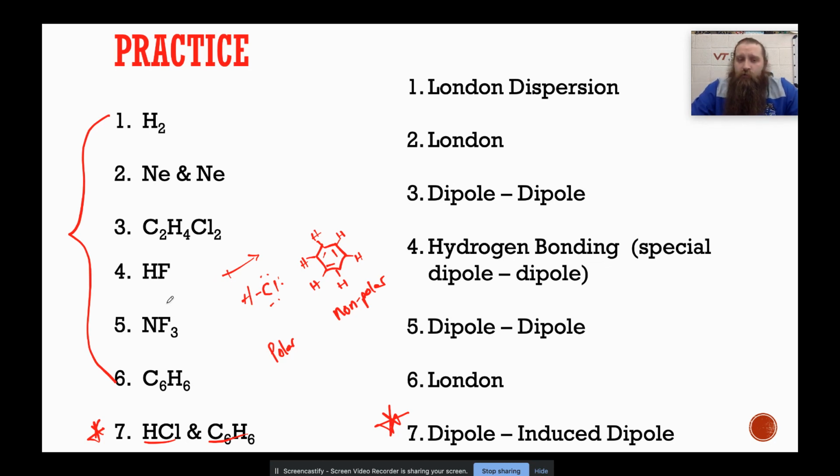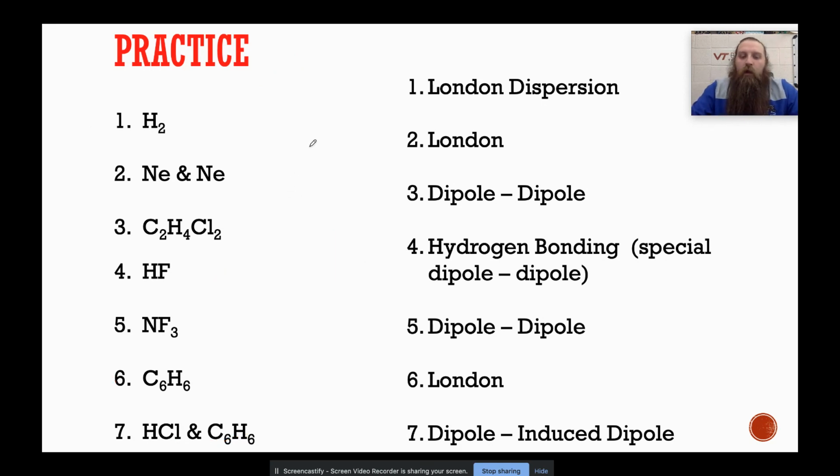That doesn't mean that's the only answer you can have, right? Let's say I had HCl and I had H2O. Well, actually, between these two, I could get some hydrogen bonding, okay? So it could still be hydrogen bonding, it could still be something else, but it's only going to be dipole-induced dipole if you have two different elements, or two different compounds. That's the only time that's an option.